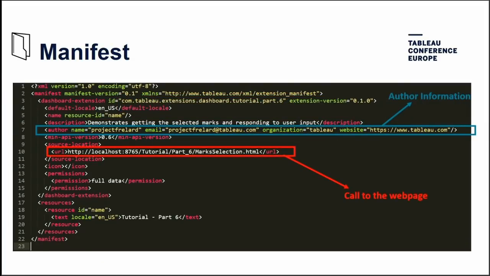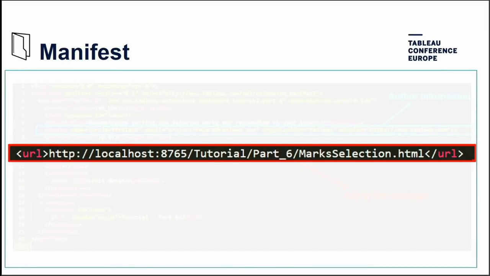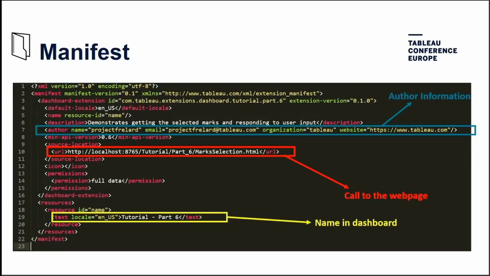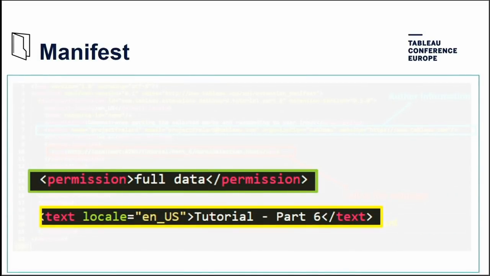Next, we have the call to the web page. This is where you'll be hosting your extension. In this instance, we have a localhost, but as I said, you could host that on another web server. And then finally, we've got the permissions and also the name, how it's going to appear in the dashboard. The permissions is really important because if you require information such as the data sources that the dashboard is connecting to or access to the underlying data, you need to request the permission from Tableau to access that. And that's done here with this full data.